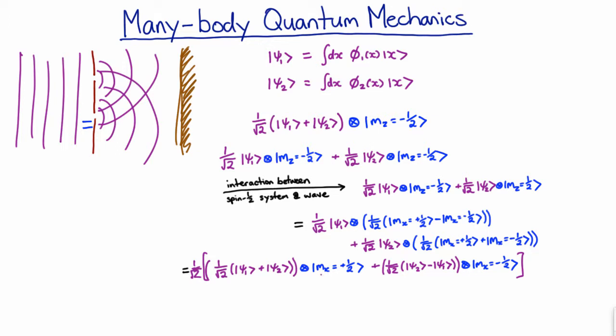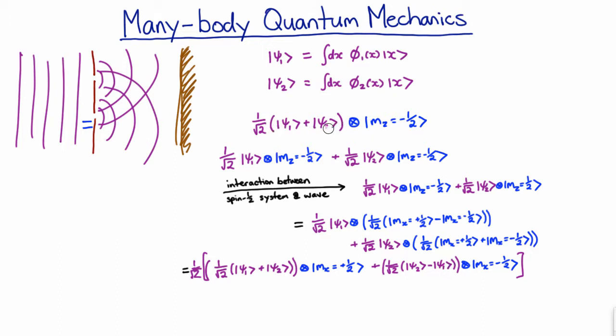And so we can see that by collecting it that way, if in fact we had measured the x direction of the spin of our two-level system, we would have got either plus a half or minus a half. And in that case, this wave function would have collapsed to give us this state for our wave, or that state for our wave, depending on whether it was plus or minus a half.